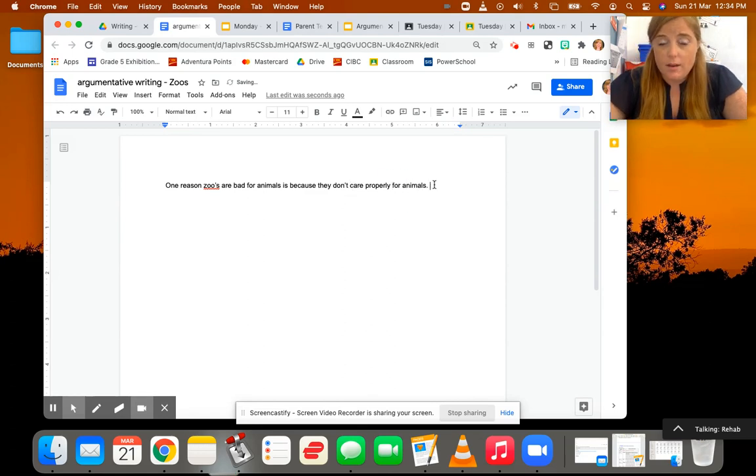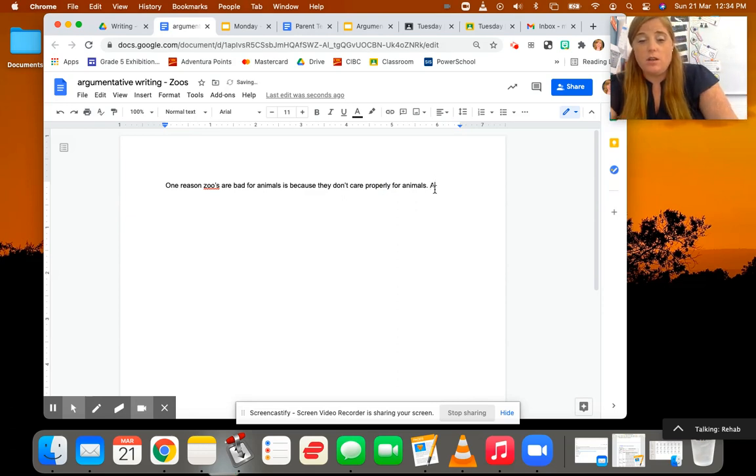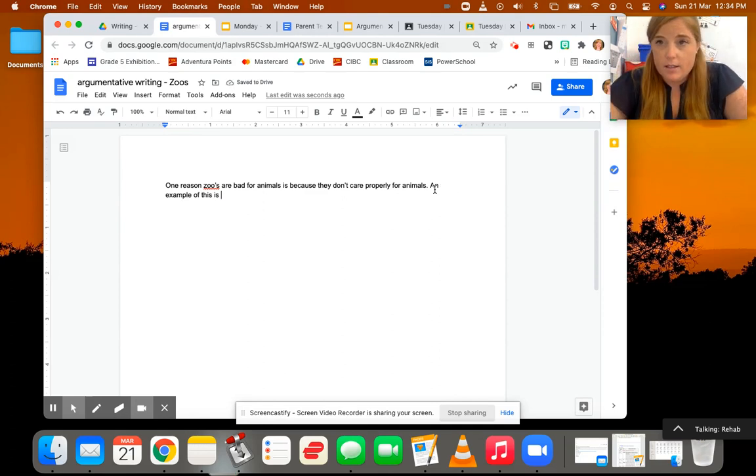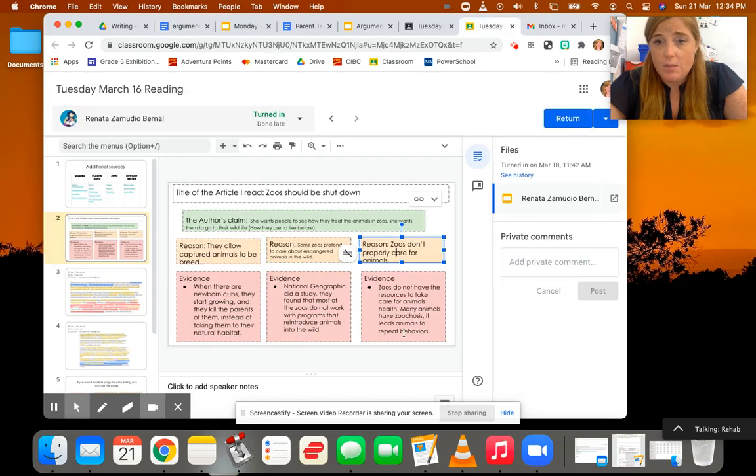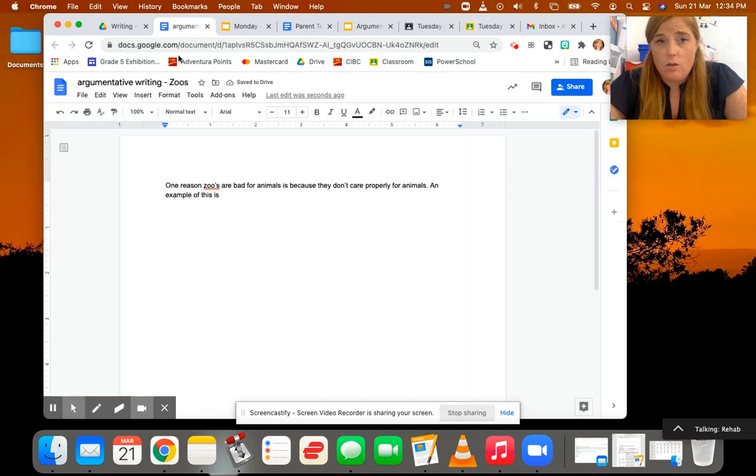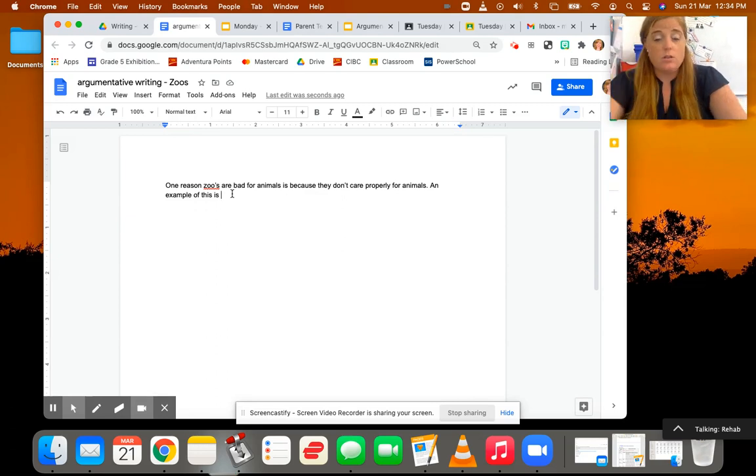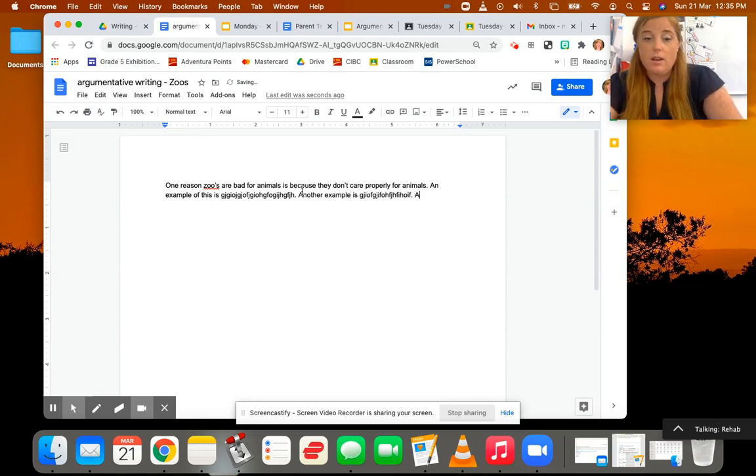Okay, Gabriel would then, or if it was Renata's, for example, would then use another transition. An example of this is, and she will write any of the examples she put down here. Now, it would be nice if you could have at least 3 examples. So she would write the rest of her, okay? She would have another example. Another example is, and she would write it. A final example is, and she would write it.